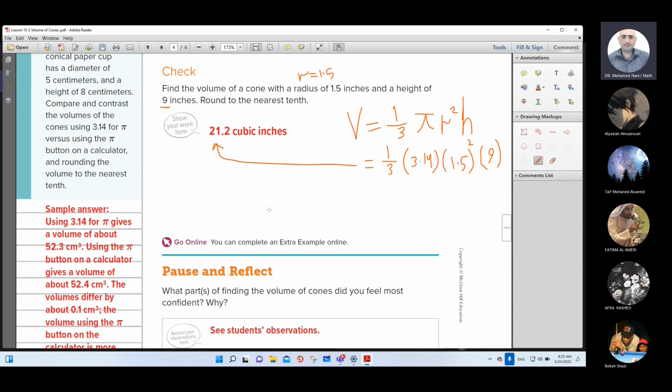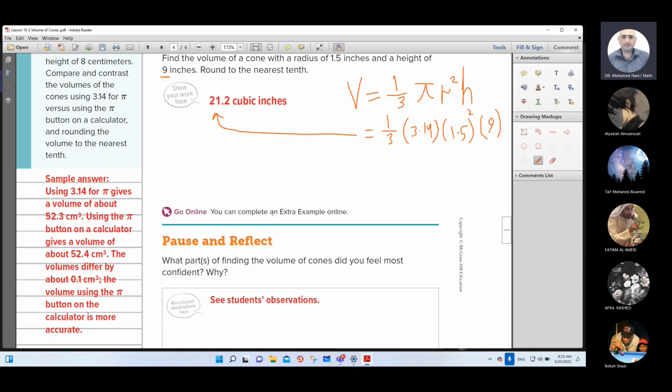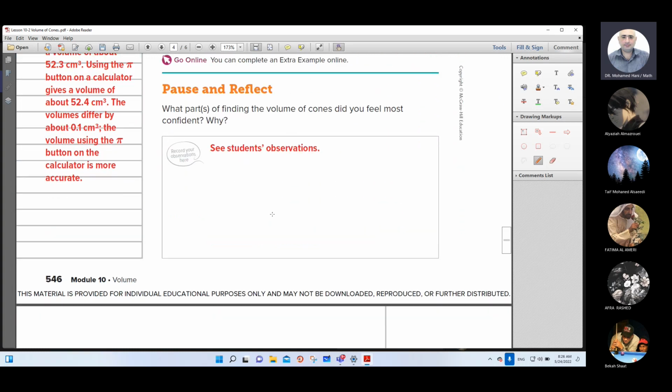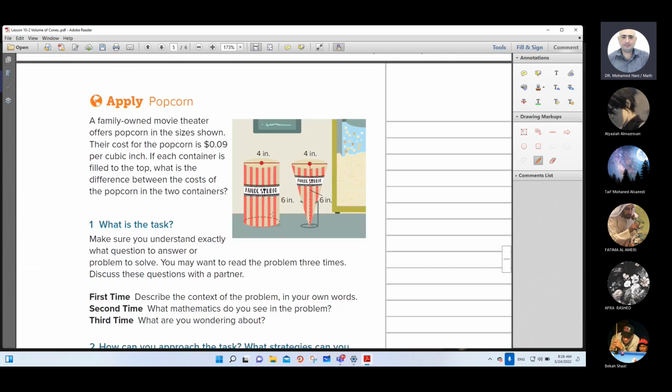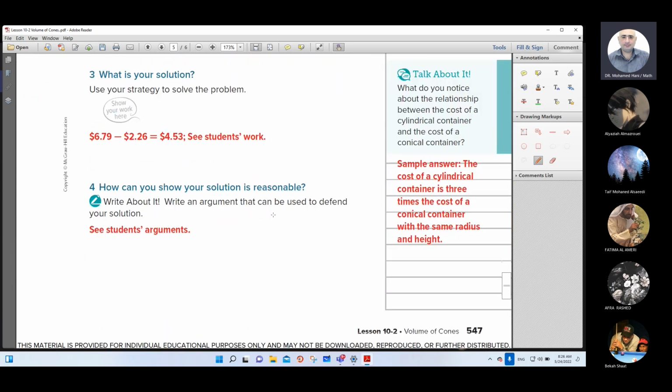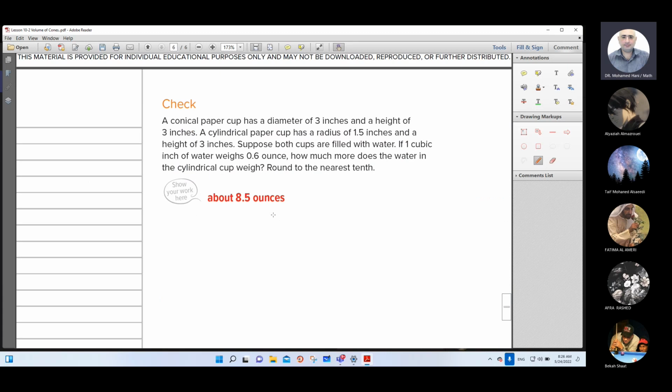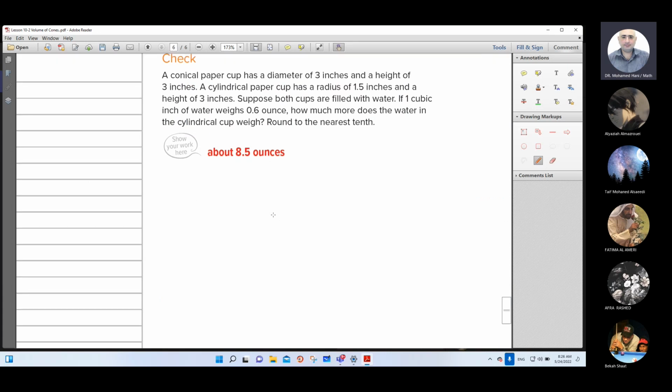Who has any question about this idea? Clear? Right, listen here.